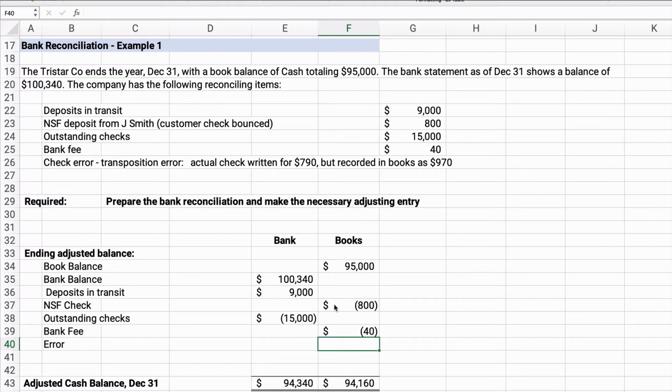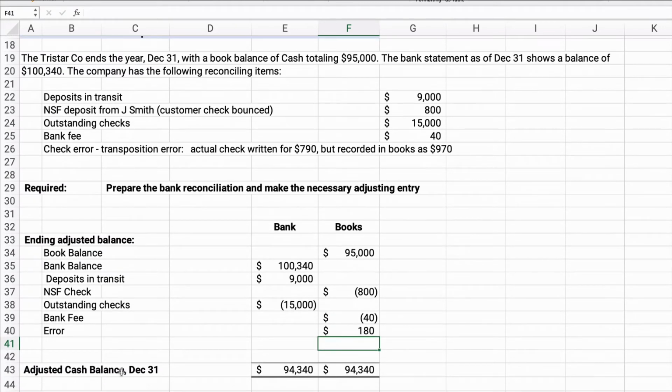The check was written for $790, so we should have taken out $790 from our bank account. We took out from our books side, right? So we have taken out $970, so we need to add back the difference. So I'm just going to do the math. $970 minus $790, and we have $180. Now, if we've done this correctly, we should have it to balance.